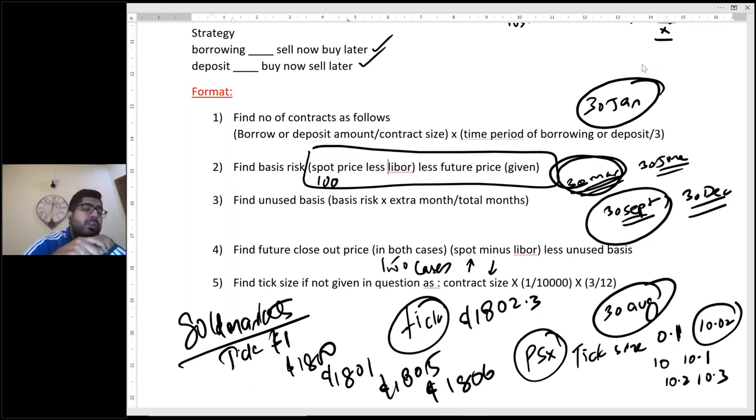Unused basis, I explained you, if you have to borrow a deposit on 30th March, 30th June, 30th September, 30th December, you will get the contract for those dates. If you need to deposit at 1st June, you won't get a contract for 1st June. You have to take for 30th June, 30 extra days, 1 month extra. That's the unused basis. Then find future closer price in both places, and then find tick. Any questions?